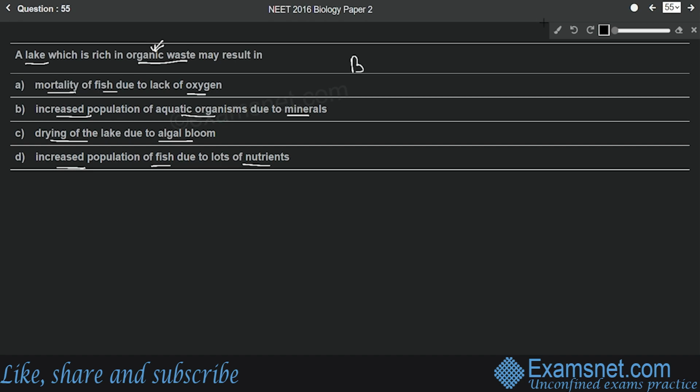the biochemical oxygen demand. Biochemical oxygen demand will increase, and due to that, oxygen will be consumed in the lake faster, and it will result in lack of oxygen. Lack of oxygen means a lower amount of oxygen will be available to the fishes, and this will result in the mortality of fishes. Therefore option A will be the correct answer.